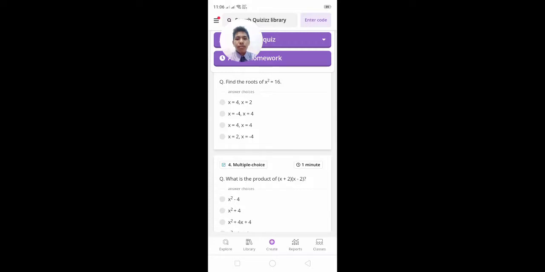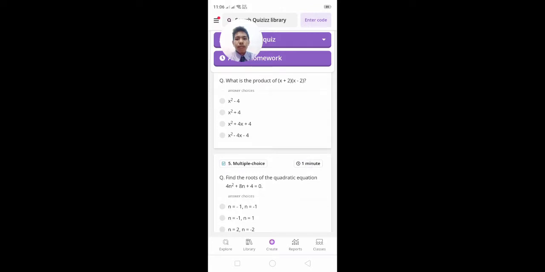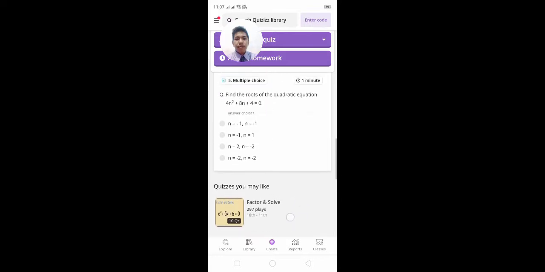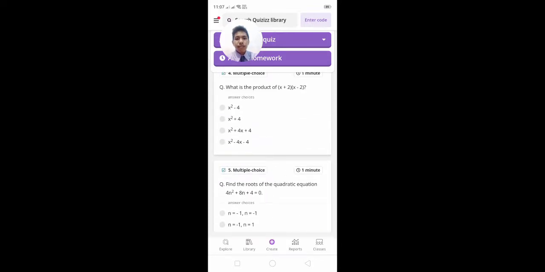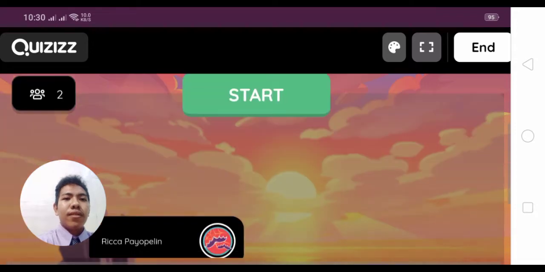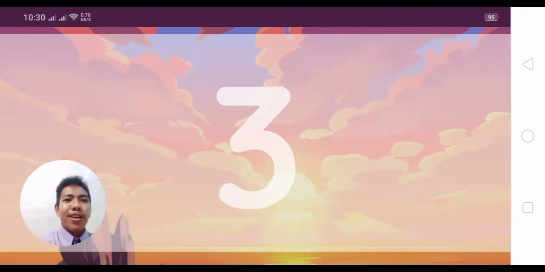Find the roots of x squared is equal to 16. What is the product of (x plus 2) times (x minus 2)? Find the roots of the quadratic equation 4n squared plus 8n plus 4 is equal to 0. Okay, you may start the quiz now. Please go to quizzes.com and click the link that I have provided in the chat box. Okay, now we're going to start our quizzes.